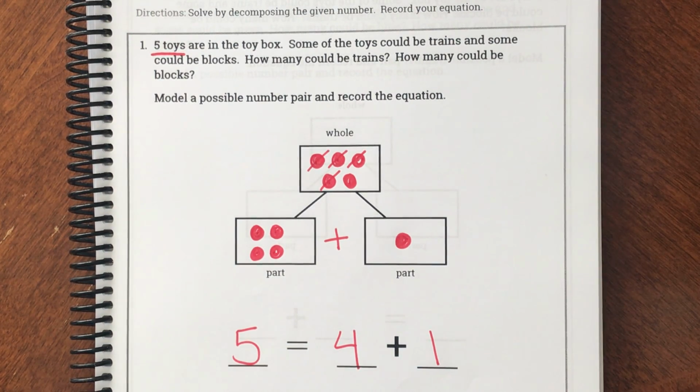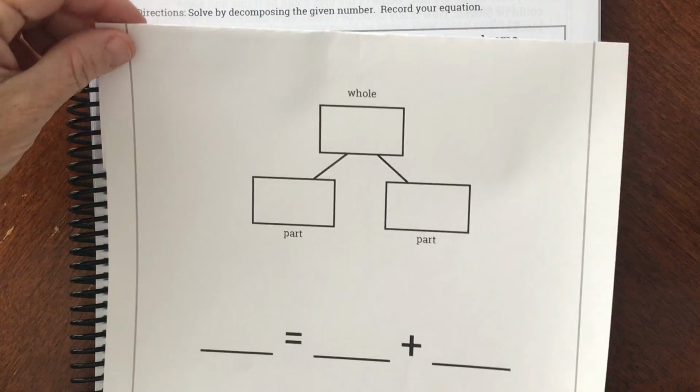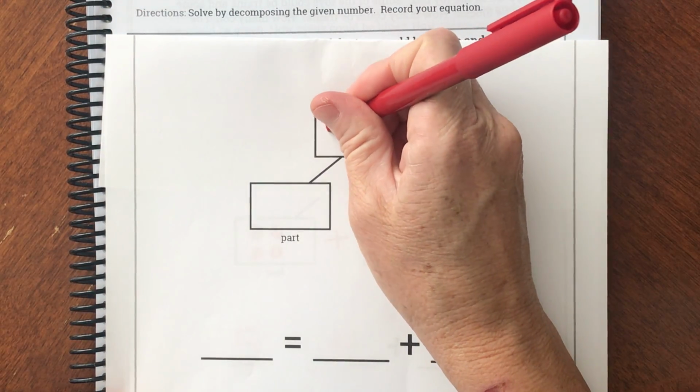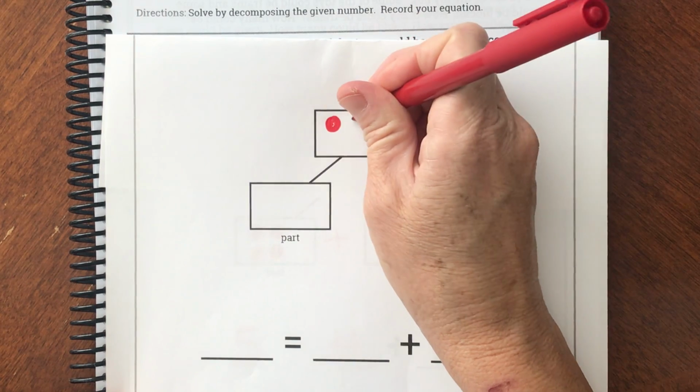Okay, now friends, that wasn't the only way I could have done that. That's just the way that Miss Munoz chose, but I could have decomposed 5 in a different way and come up with a different number pair. Let's see if we could do a different way. So here I'm going to still decompose 5. So my whole is still going to be 5.